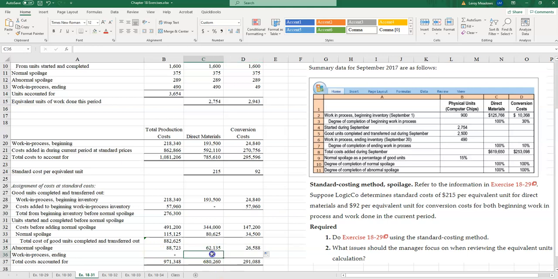Now I'm going to need to compute my ending work in process inventory. And again, how did I do that? Take my standard cost per equivalent unit for direct materials times the equivalent units for direct materials in ending inventory. And then I'll do the same thing for conversion costs. And I have ending work in process inventory of $109,858. So altogether, I had to account for $1,081,206 worth of total production costs. Did I account for every penny of that? Yes, I did right here. So I know my numbers are good. My numbers check out. We are good to go on that.